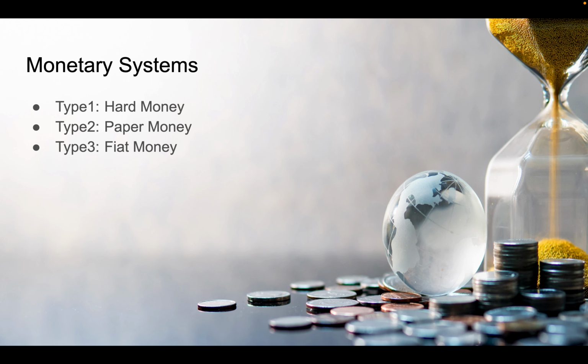Then there is the fiat money, type 3. That is when you detach your paper money from the hard money. And when you are in this situation, any government or national bank can just print X amount of money if they are in need of currency. And that is typically when you get into inflation.